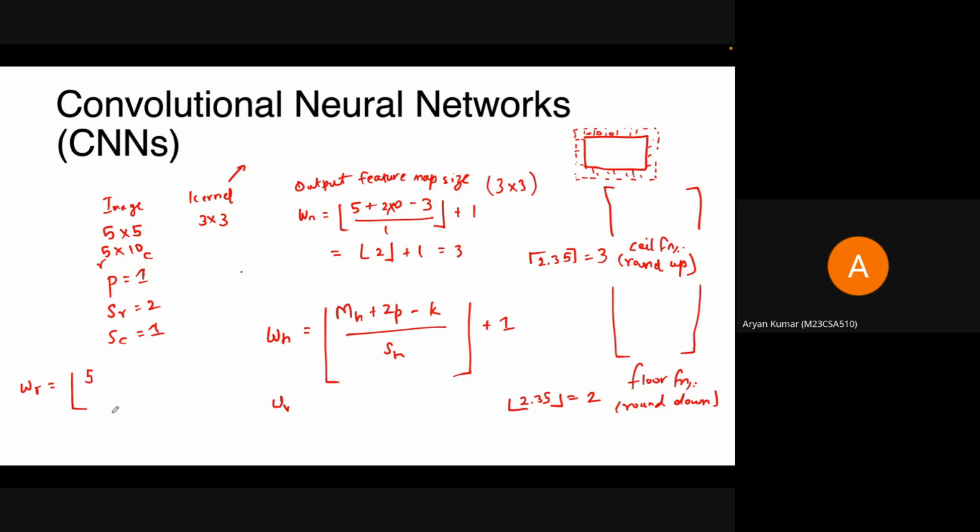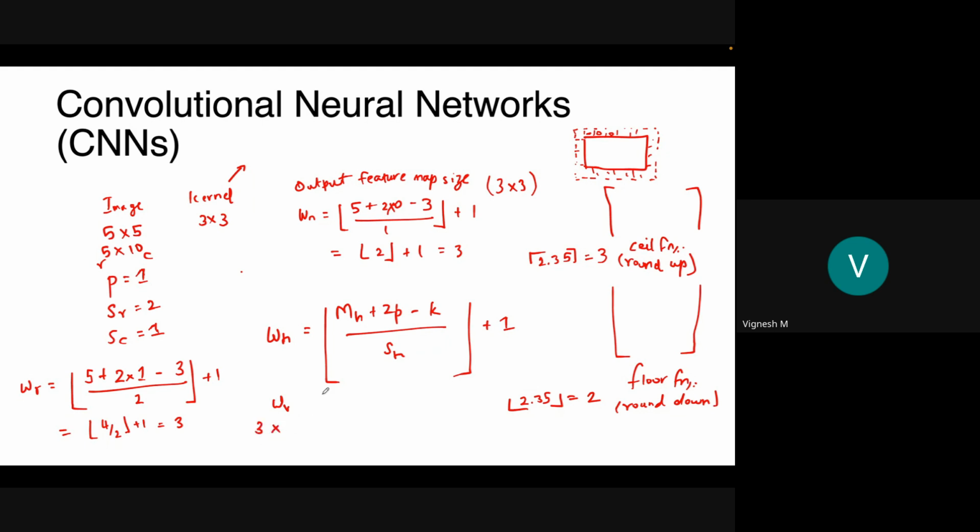I think, sir, this is 3, right? 5 plus 2 times 1 padding is 1, minus the kernel size 3, is 3. 3 divided by 2, the stride is 2, plus 1. So that is 5 plus 2, 7, 7 minus 3, which is 4. 4 divided by 2 is 2. Plus 1, that is 3. Total answer, 3. So you'll get 3 rows.